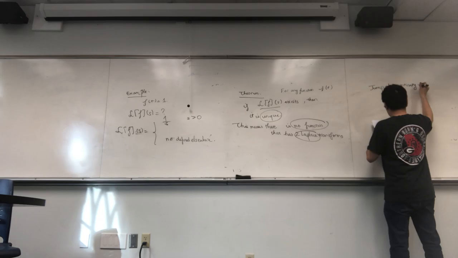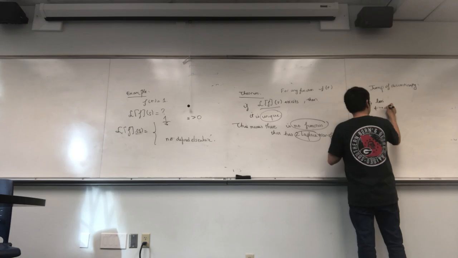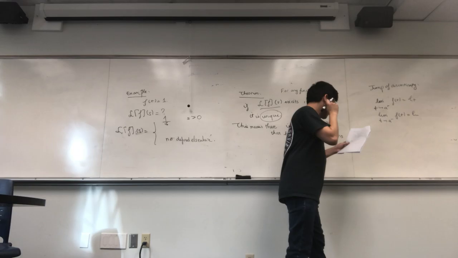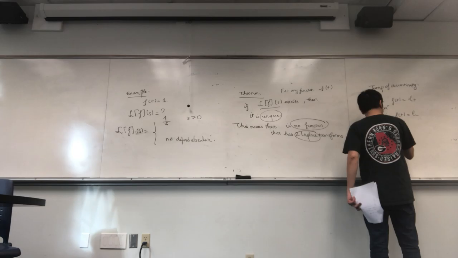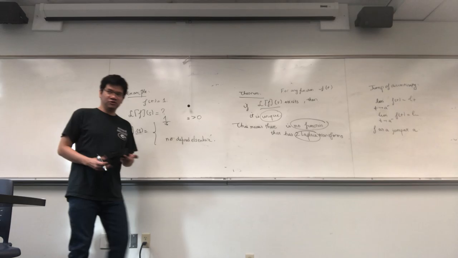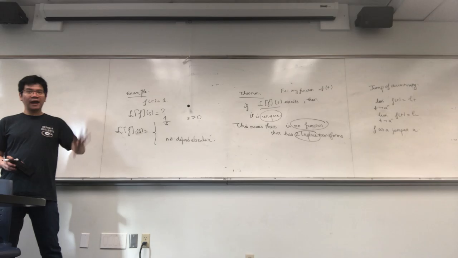So you have the limit when t tends to a plus of f(t) is going to be L plus, and the limit when t tends to a minus of f(t) is going to be L minus. So f has a jump at a, right? So the next concept that we have to know is the jump. I just mentioned the jump to state the condition on which you can have a Laplace transform. What is the jump?